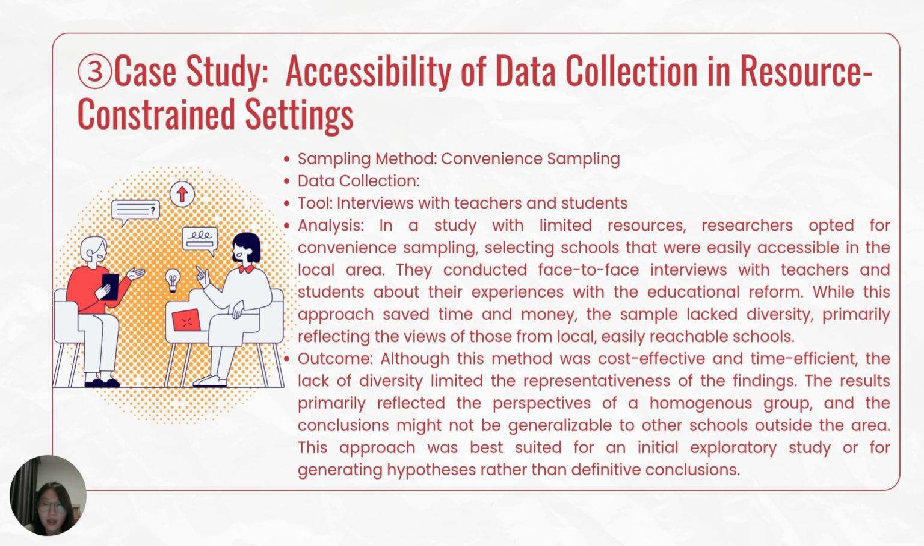The third case study: accessibility of data collection in a resource-constrained setting using convenience sampling. We choose the sampling method, convenience sampling. We choose the data collection tool, interviews with teachers and students. Analysis: in a study with limited resources, researchers opted for convenience sampling, selecting schools that were easily accessible in the local area. They conducted face-to-face interviews with teachers and students about their experience with the educational reform.